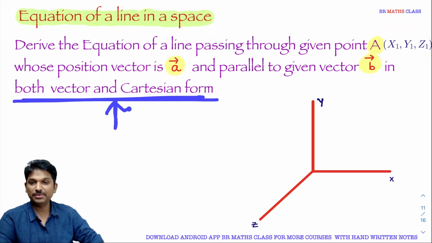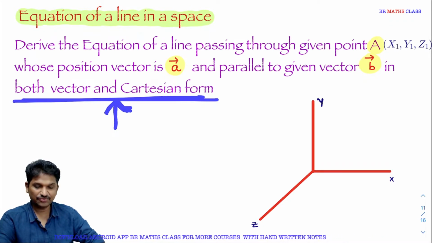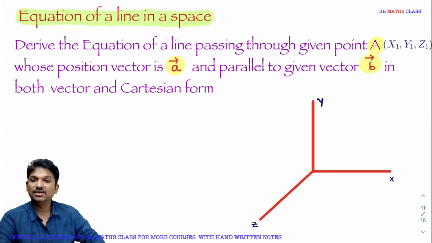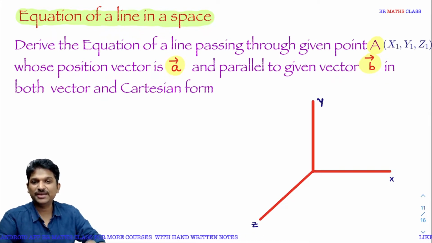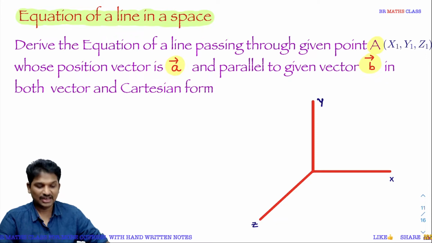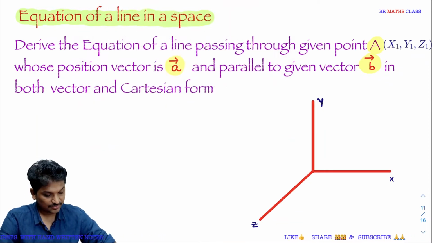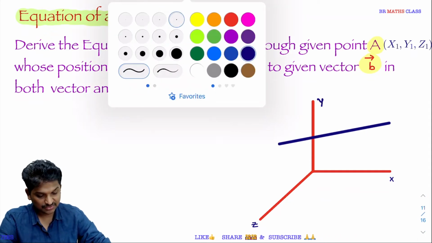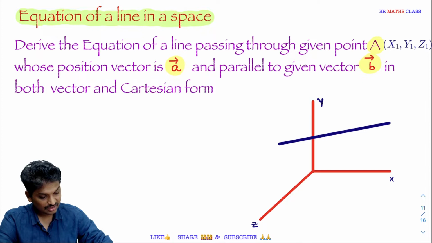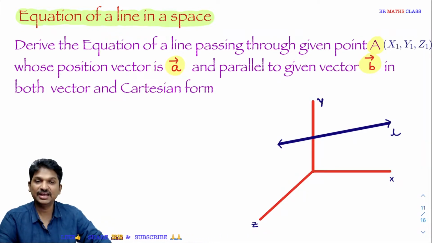A total of two forms will be there to represent a line. One is vector form, another one is Cartesian form. Both things we will discuss. First, we will try to understand what type of line equation we are finding. I'll draw one line here. Suppose this is the line equation we are trying to find. We'll name this as line L.